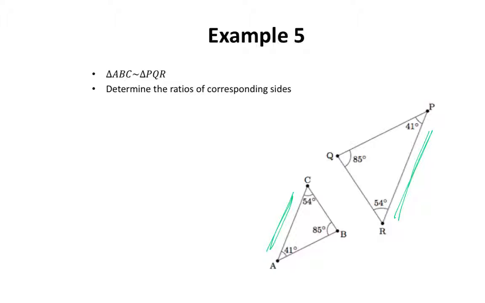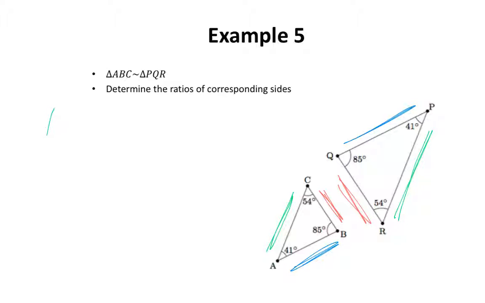Next, I'm going to take a look at side CB. Side CB has the angles 54 degrees and 85 degrees. You want to figure out what side length has those angles on the other triangle, and that would be QR. And last but not least, I have side AB, which has the angles 41 degrees and 85 degrees. And if you take a look at the other triangle, this also has 41 degrees and 85 degrees, and that is side PQ. So let's go ahead and determine our ratios of corresponding sides.